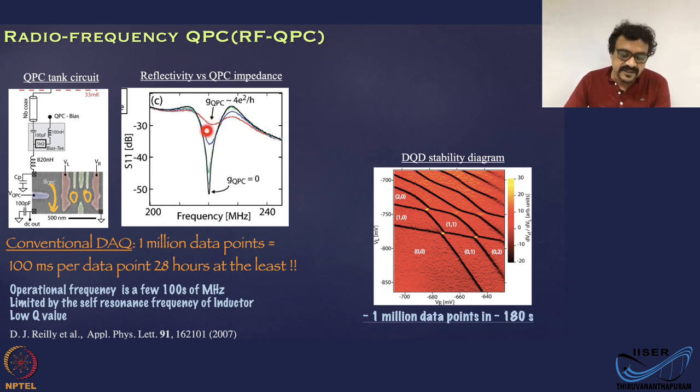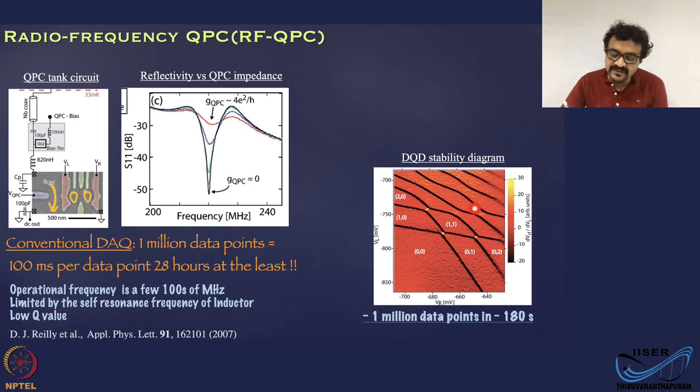This is the reflectivity S11 of the tank circuit taken at various operational points for the QPC, operational regime of the QPC. And as we discussed in the double dot session, the double dot is going to give you a charge stability diagram, which is going to look like a honeycomb. So this region is 0, 0, and as you go either horizontally or vertically, you are going to fill one of the dots in. And this is the typical charge stability diagram for a few electron double quantum dot.